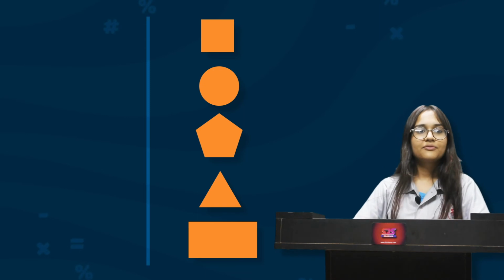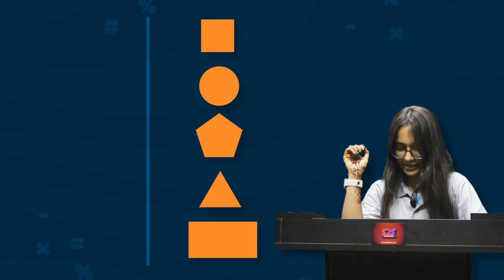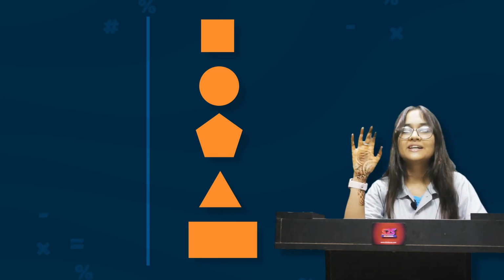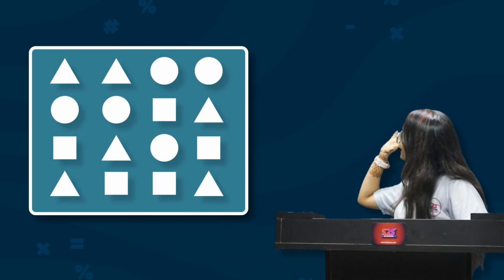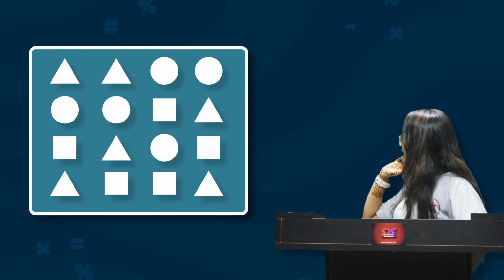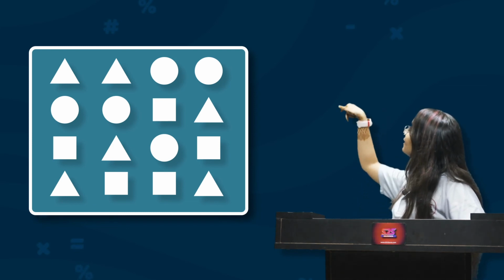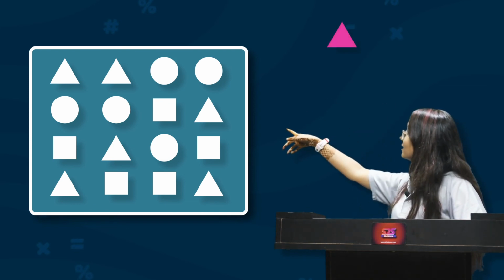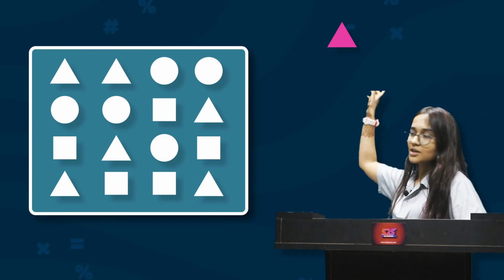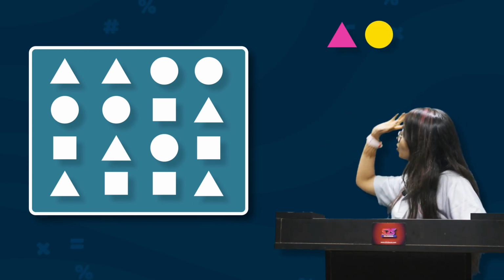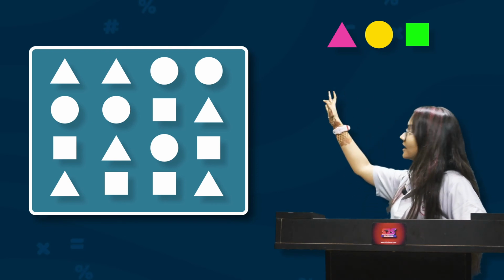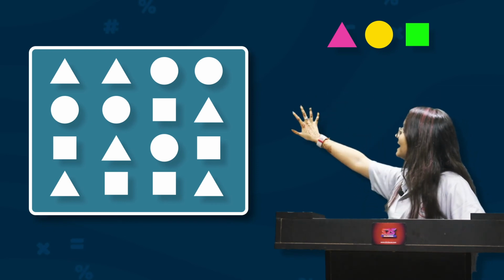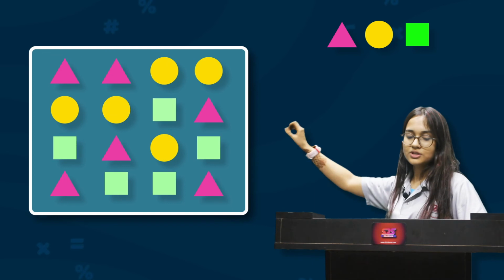So now we have matched 5 pairs of different types of shapes and we know that there are different shapes and we have marked them here. Then we have a picture, and what we need to do is color all the triangles with pink color, all the circles with yellow color, and all the squares with green color. So here we are given the shapes along with their colors, and then we'll fill in the picture with those colors.